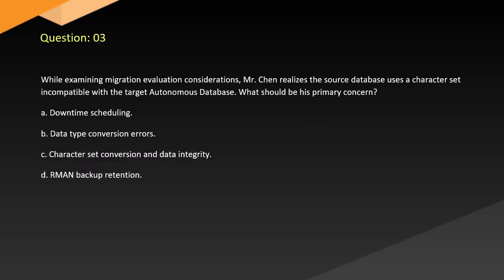Question 3. While examining migration evaluation considerations, Mr. Chen realizes the source database uses a character set incompatible with the target autonomous database. What should be his primary concern? A. Downtime scheduling. B. Data type conversion errors. C. Character set conversion and data integrity. D. RMAN backup retention.